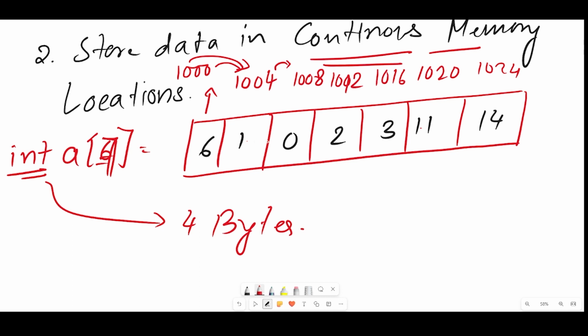If, let's say, I had a character, then it will be continuous 1 byte. So after 1000 it will be 1001, then 1002, then 1003 for characters. So the data type plays a crucial role in the address of where the values are stored. That is the second property for arrays.